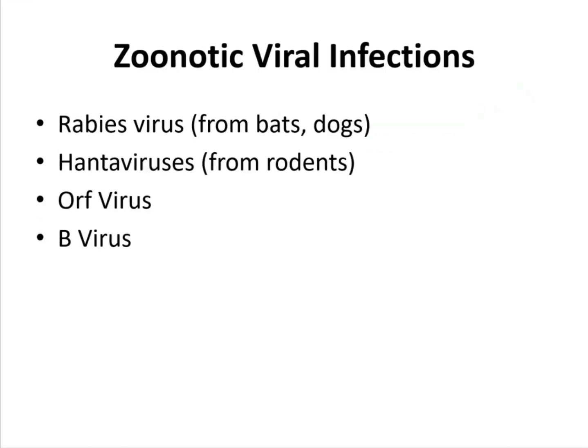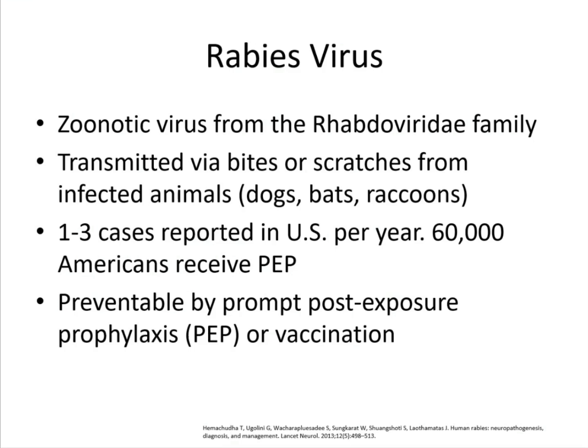All right. Then for some zoonotic viral infections that are important: rabies, Hantavirus, Orf virus, and B virus. So rabies virus, a zoonotic virus from the Rhabdoviridae family, transmitted via bites or scratches from infected animals. Worldwide, the more common association is with dogs. I think it's somewhere around 99% of cases it's with dogs, but in the US, we don't have canine rabies.